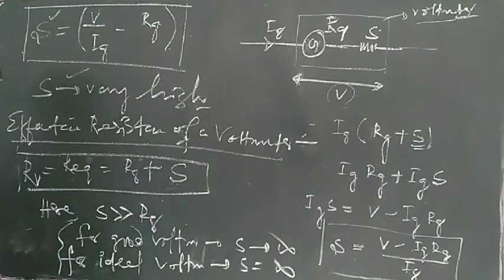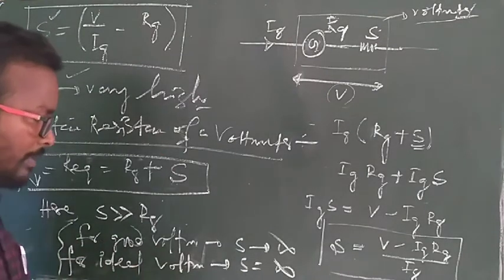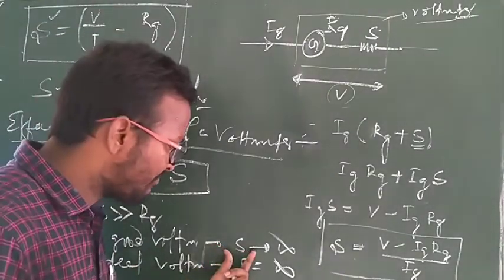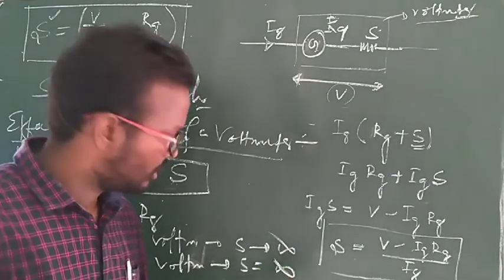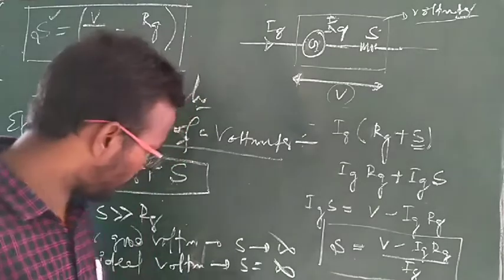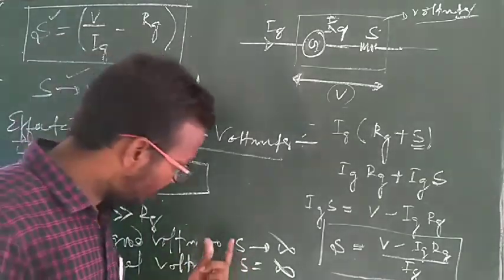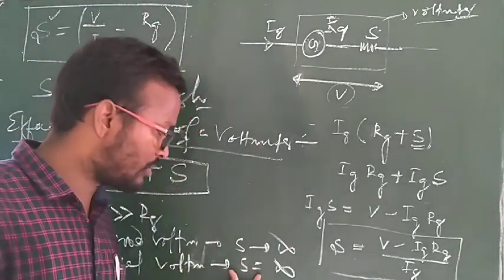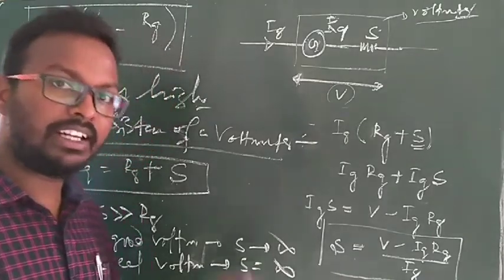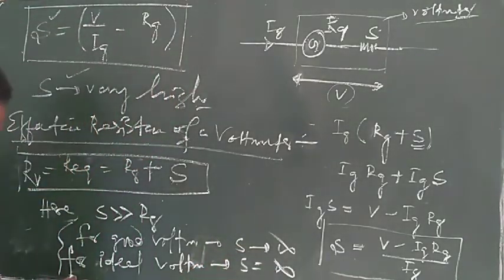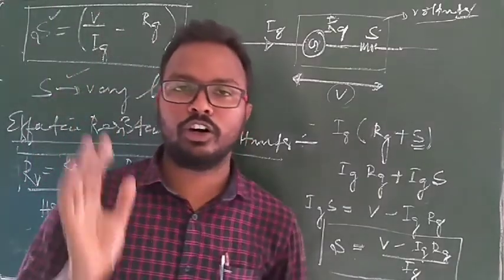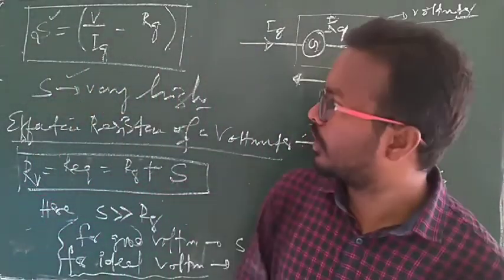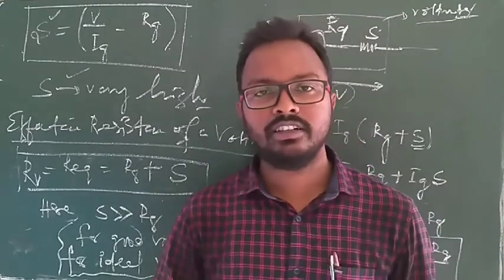For a good voltmeter, if the value of the series resistance tends to infinite, then the voltmeter can be treated as a good voltmeter. If the value of the series resistance is infinite, a very large value, then the voltmeter is known as an ideal voltmeter. Clear? This is all about the conversion of an ammeter and voltmeter.